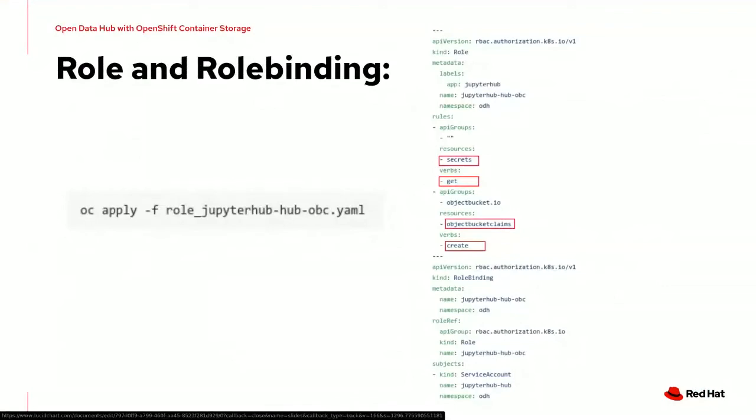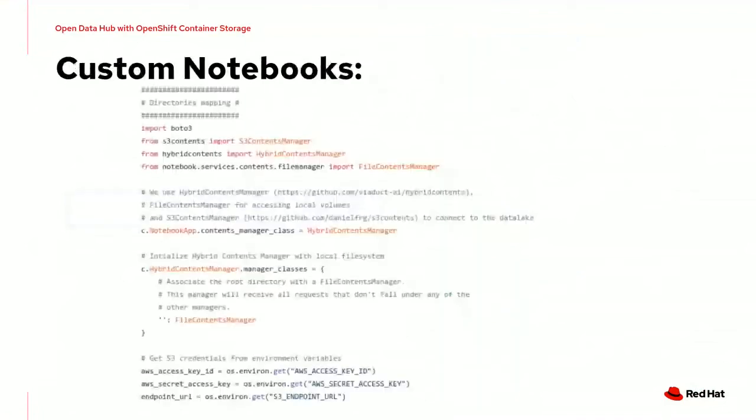Also, we will have to create some roles and role bindings because our special code will create new config maps and will need access to some secrets where the access keys and secret keys will be stored for the users. So it's only about defining a new role which will allow JupyterHub to get secrets and to create object bucket claims. And then we bind the role to the service account on which JupyterHub is running. So only a few commands to run.